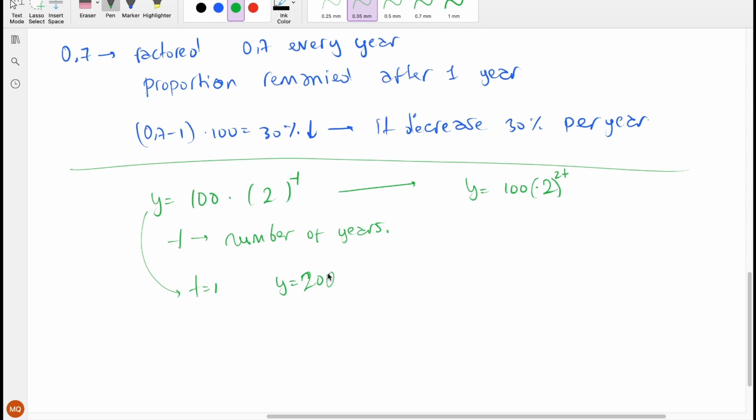So we can say that it doubles every year. But here, because there's another 2 here, after 1 year it will become 400. For this one, because of this 2, we can say that it doubles twice every year. So that is the difference. For example, if it is like this, or actually you can say that it doubles every 6 months.